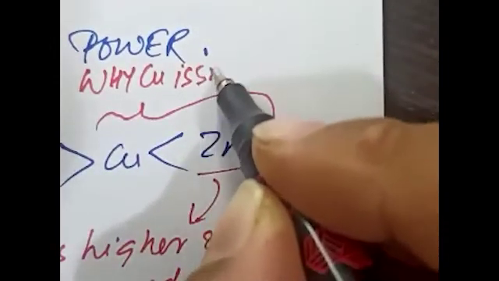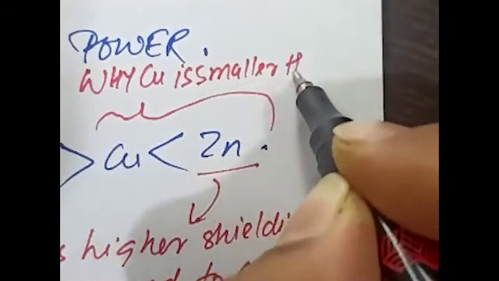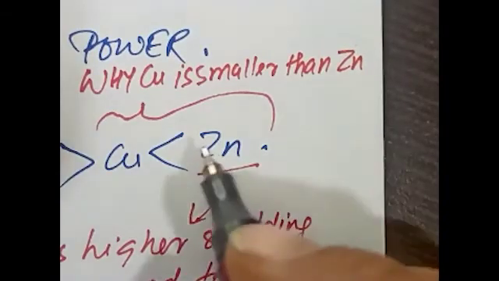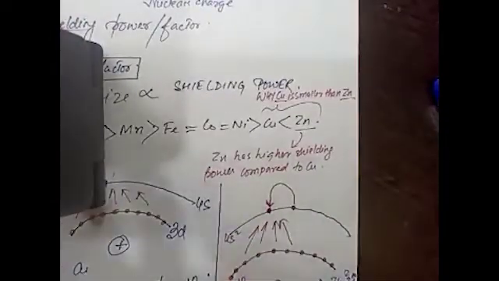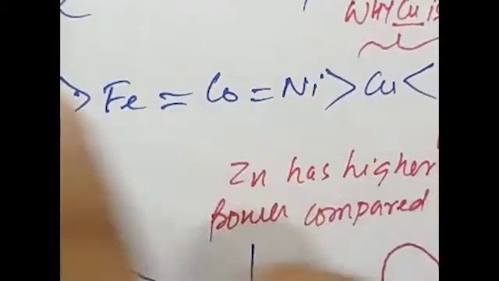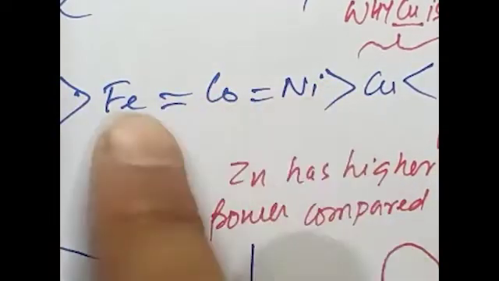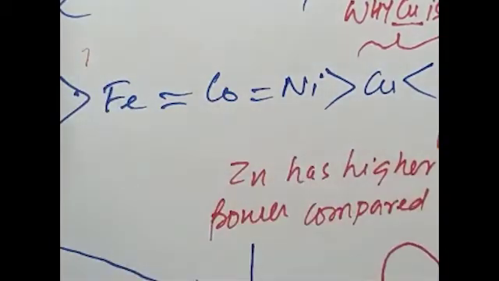Copper is smaller than zinc. Why is copper smaller than zinc? Copper is an element which is smaller than zinc, that has been asked, and we have answered that. Now the second question is why these three elements are equal in size.